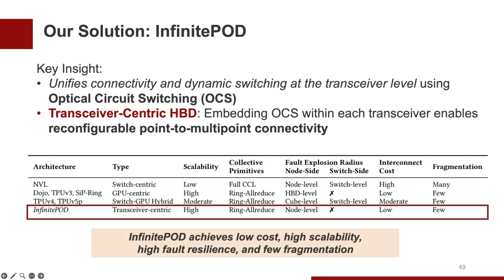It can achieve high scalability, it can support ring all-reduce, and it can achieve the lowest fault explosion radius, which is a node-level failure explosion radius. Also, it doesn't involve any switch-side failure problems, and the interconnection cost is very low, and I will tell you why. The fragmentation is also very low. So our design, which we call InfiniteHBD, achieves low cost, high scalability, high fault resiliency, and very little fragmentation, so it has very high resource utilization.